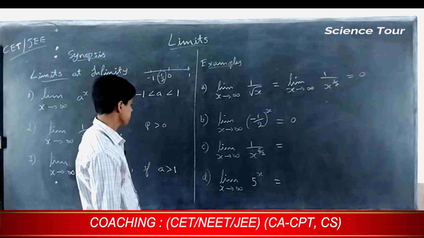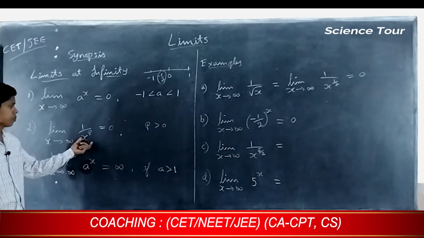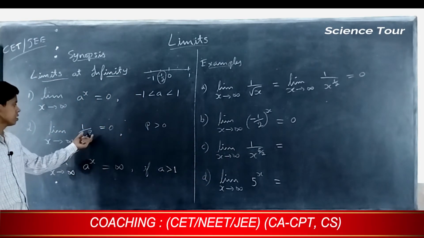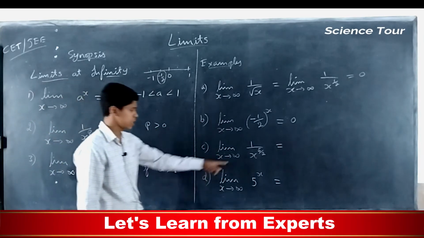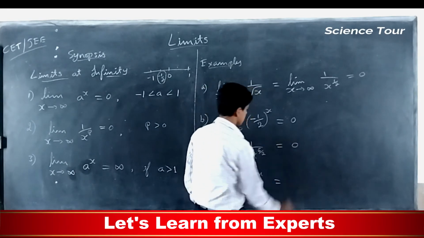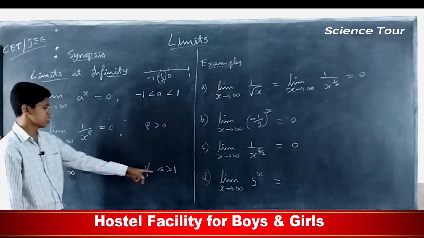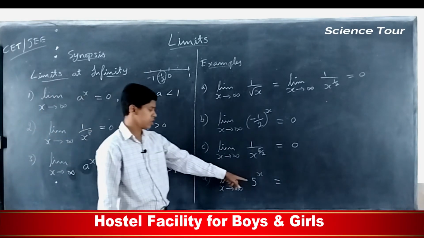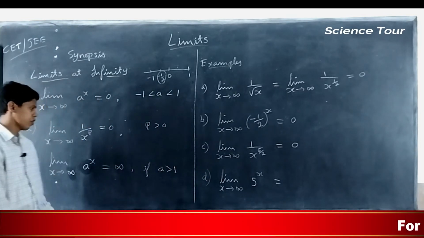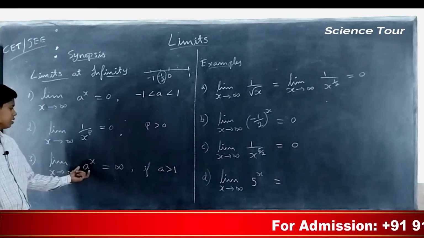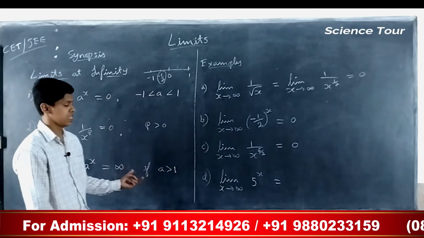Next, what if you have a situation like this? That is again comparable to this. You have x raised to p, that is x raised to 5 by 2, and that 5 by 2 is greater than 0. So the answer is 0. And the last one, you have a situation like this. a is greater than 1, that means 5 is greater than 1. Therefore the value of limit a raised to x as x tends to infinity is infinity.